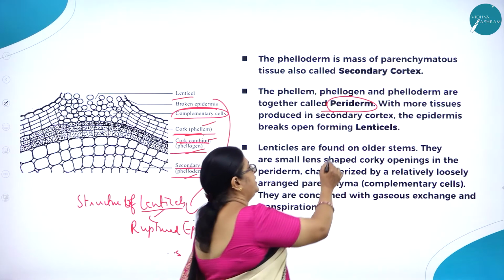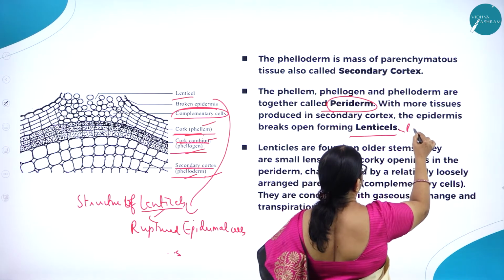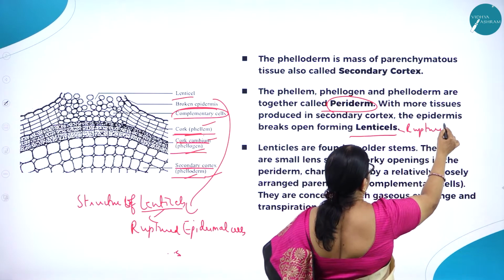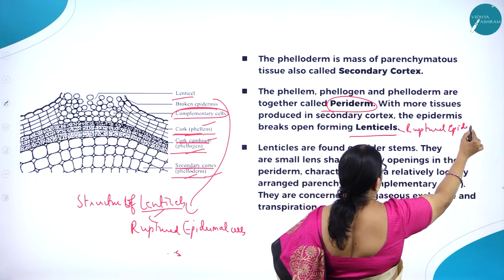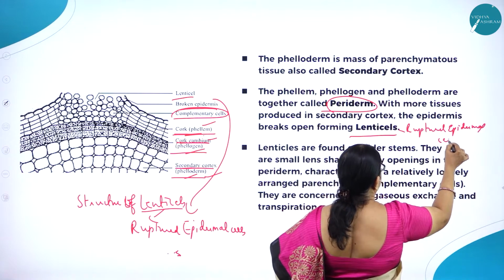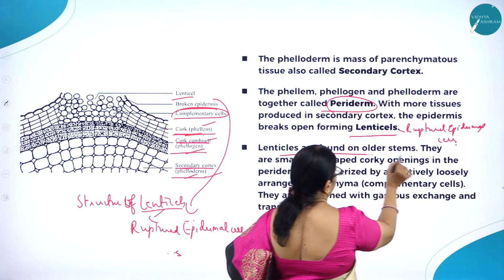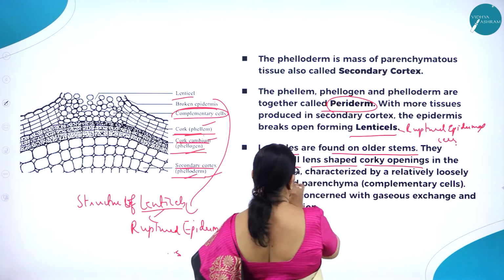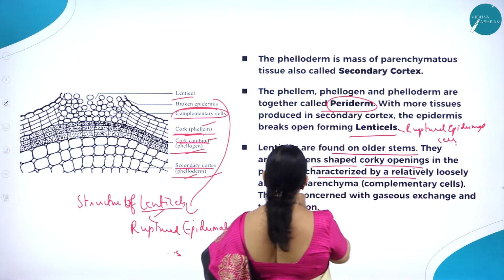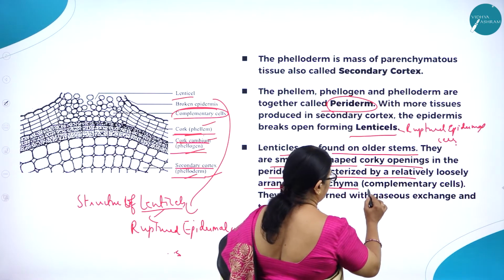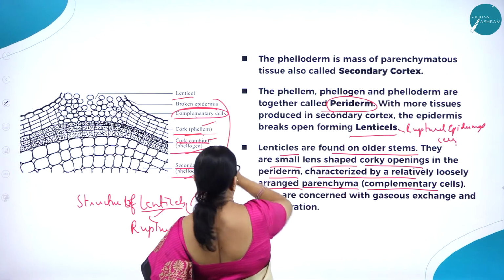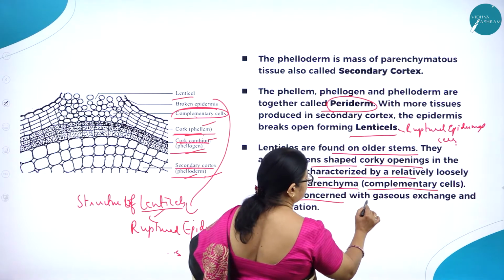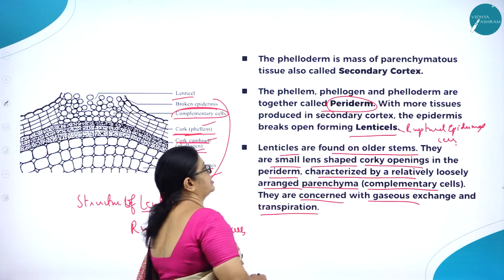Right? So with more tissue produced in the secondary cortex, the epidermis breaks open, forming lenticels. As I said, lenticels are ruptured epidermal cells. Lenticels are found in older stems. They are small, lens-shaped corky openings in the periderm, characterized by relatively loosely arranged parenchyma, which we call complementary cells. They are concerned with gaseous exchange and transpiration.